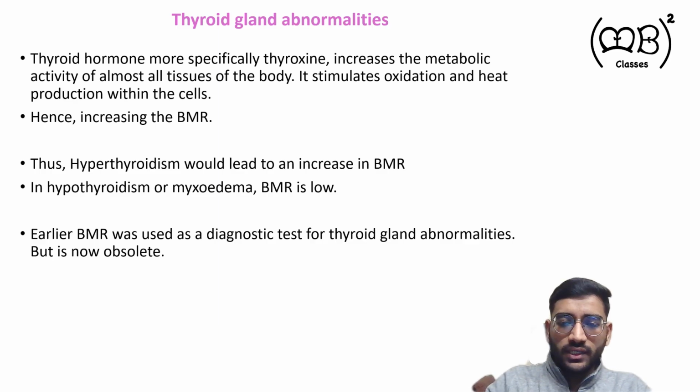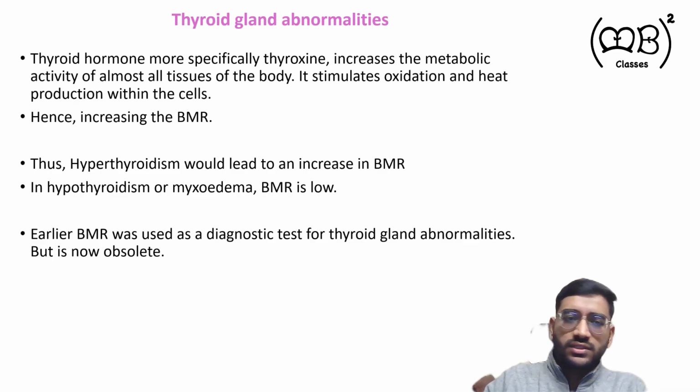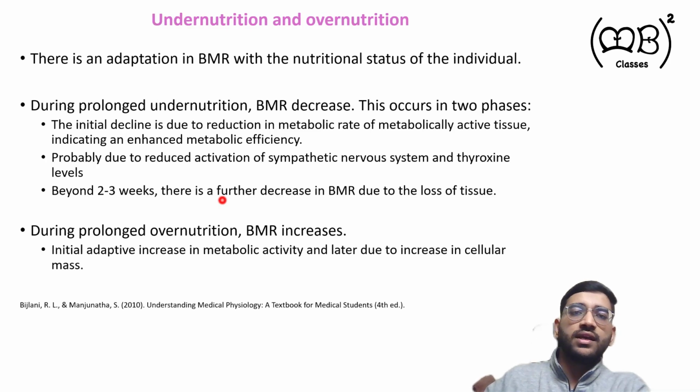Thyroid gland abnormalities: a thyroid hormone, more specifically thyroxine, increases the metabolic activity of almost all tissues of the body. So it stimulates oxidation and heat production within the cell. So the thyroid gland is the one which is controlling the BMR. If the thyroxine levels are increased, the BMR would increase, like in hyperthyroidism, or in hypothyroidism or myxedema, the BMR would be low. Earlier, the BMR was used as a diagnostic screening test for thyroid gland abnormalities, but now this is obsolete because we have much better tests.